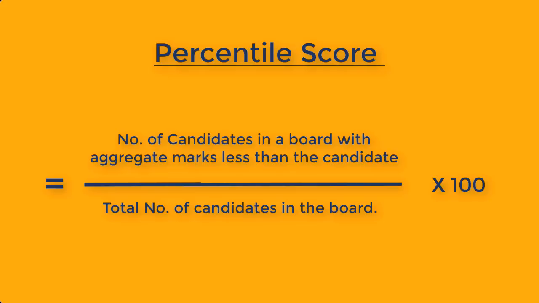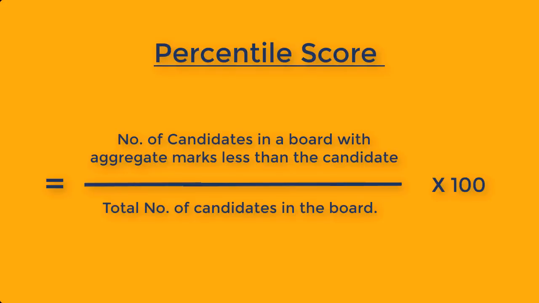Today let us discuss how percentile scores of 12th or qualifying exams are calculated. Dear friends, before I explain how to calculate percentile scores of 12th or qualifying exams, let me clarify that percentage and percentile scores are different things. Percentage is a number out of 100, while percentile score of a candidate in a board is a value which shows how many candidates have scored below that candidate in his board examination.